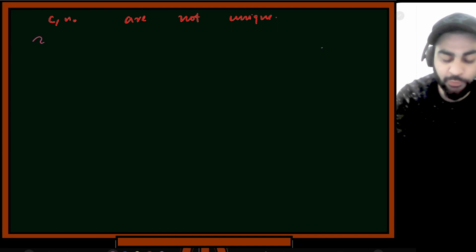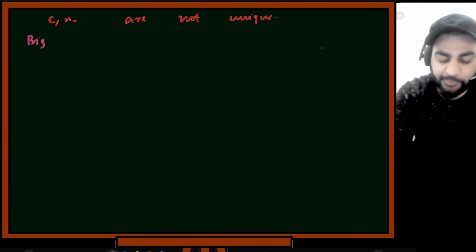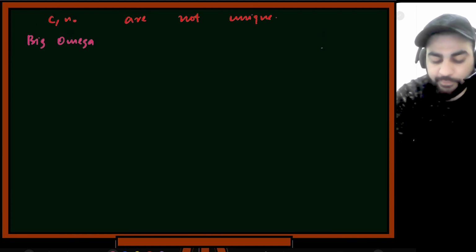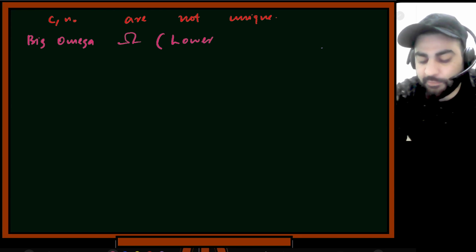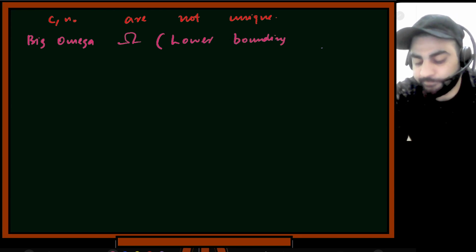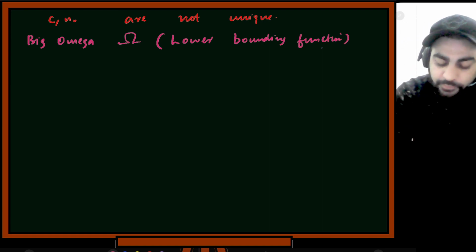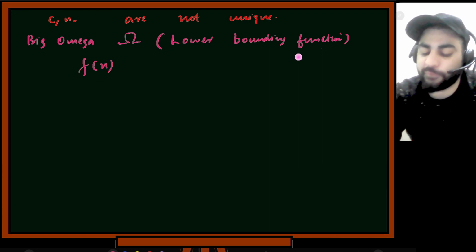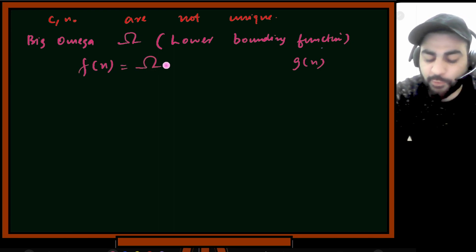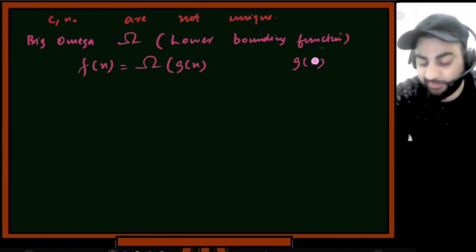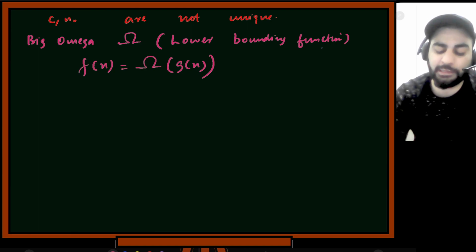The second thing that I want to introduce is big omega. That's written like this. So this tries to capture the lower bounding function. If you have this function f of n, we try to find a g of n. If I'm saying f of n is lower bounded by the function g of n, when will this happen? When this g of n is always less than this f of n after a certain point.